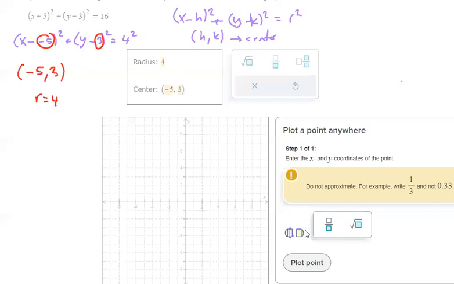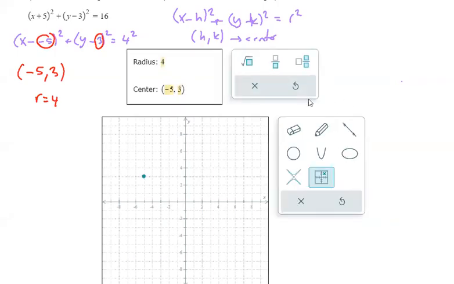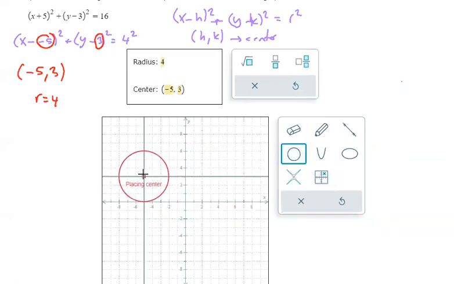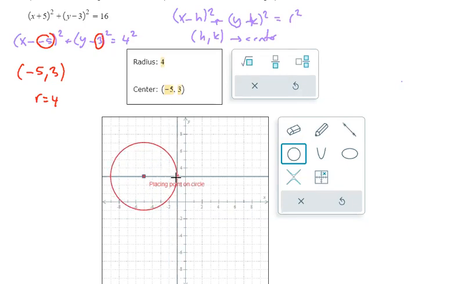So I will go with negative 5, 3. Okay, that looks good. I will drag my circle here, and since my radius is 4 units, I can go 1, 2, 3, 4 units. Let me double check. Yeah, that looks good. So that's the graph of my circle as well.